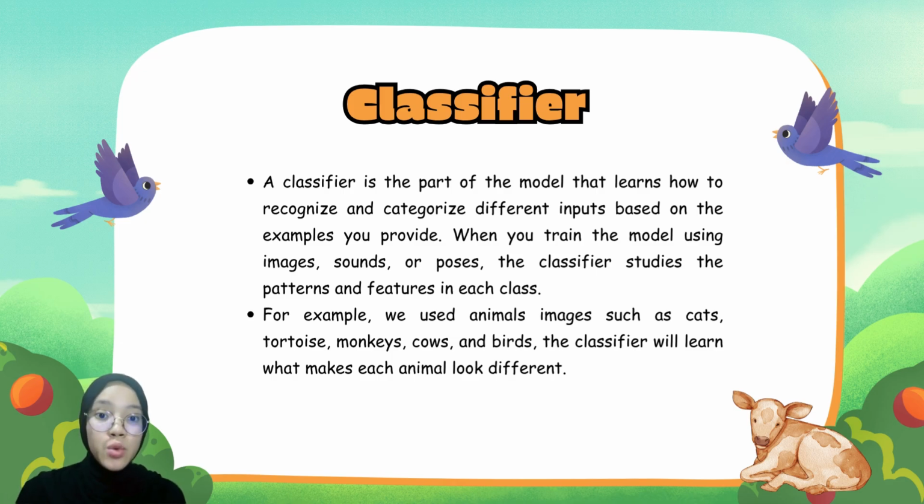The classifier will learn what makes each animal look different. Once trained, it can then predict which class a new input belongs to by comparing it to what it has learned. In short, the classifier is responsible for making decisions and sorting new data into the correct category based on the training data.